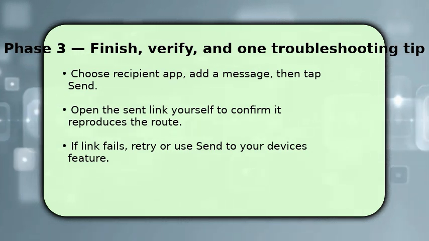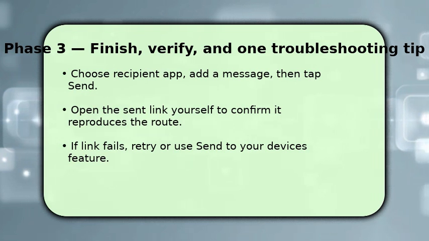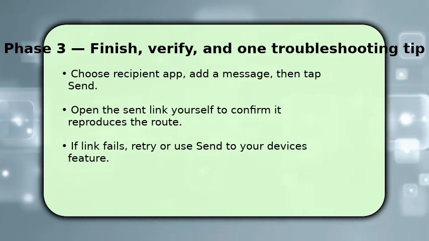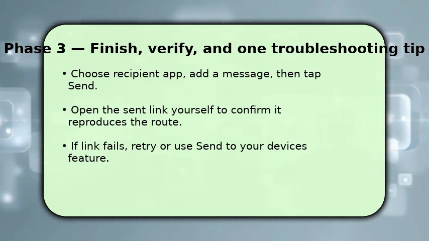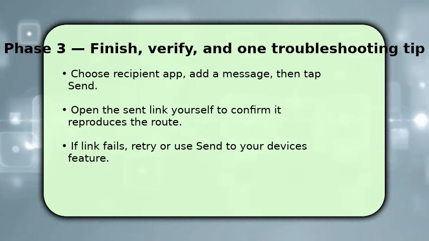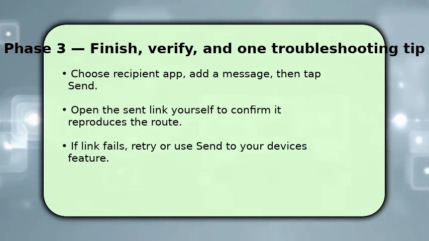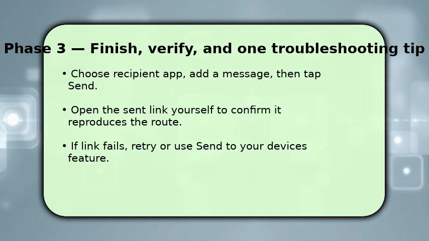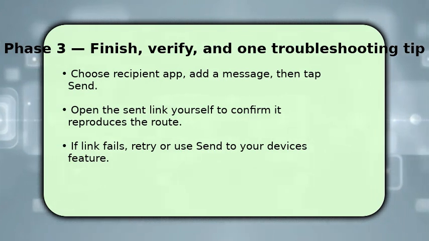After sending, open the link on your device or a second device to verify it reproduces the exact route and stops. This confirms the recipient will see the same directions. If the link doesn't load correctly, try resending, copy the link manually, or use Send to your devices. Those options usually fix sharing glitches quickly.